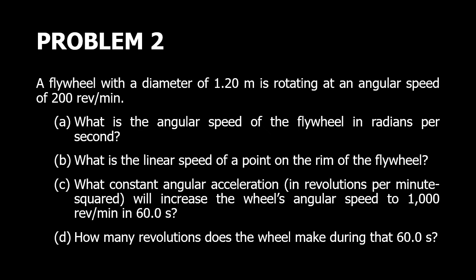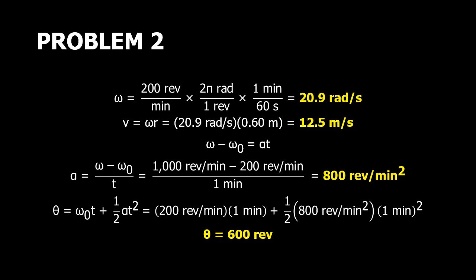A flywheel with a diameter of 1.2 meters is rotating at an angular speed of 200 revolutions per minute. So, what is the angular speed of the flywheel in radians per second? So, this is just a simple problem on conversion.